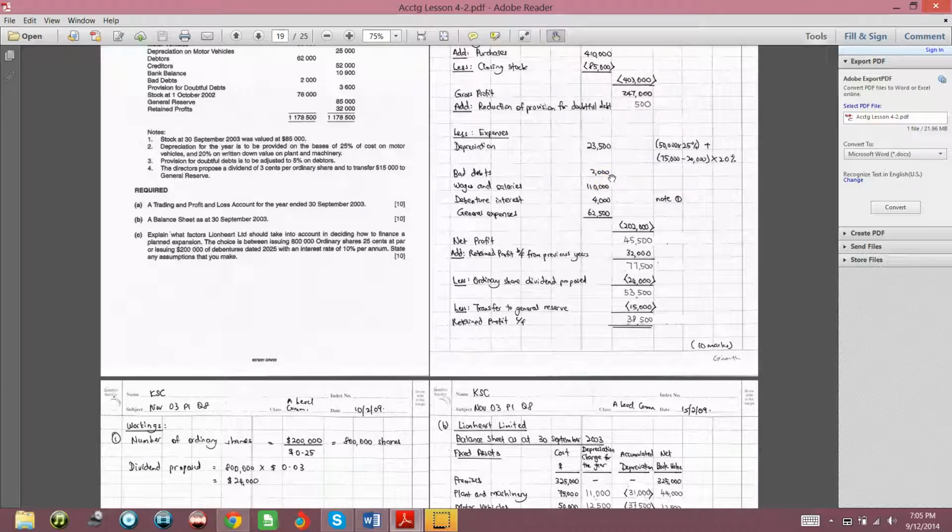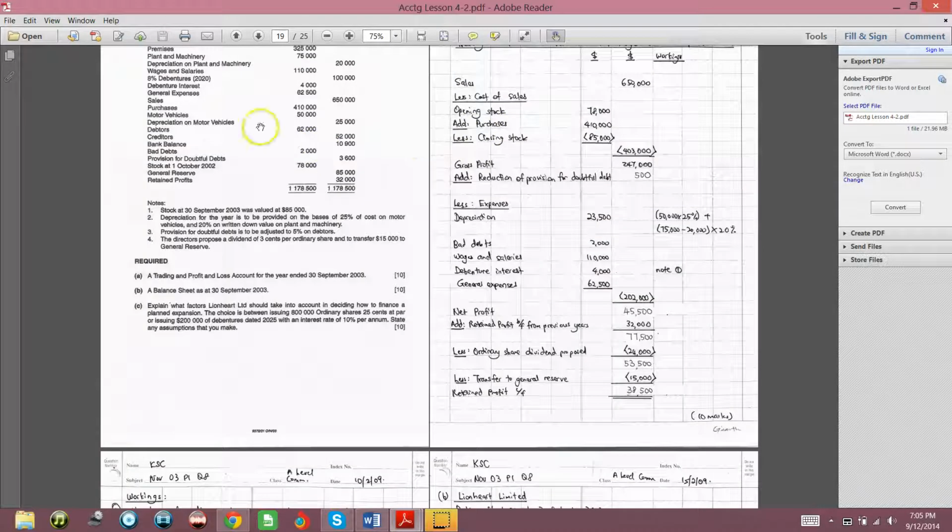So this bad debt is also gotten from the question. Wages and salary are also easily gotten from the question. Debenture interest. Debenture interest is stated there 4,000, but in the question you see here it says 8% debenture interest.